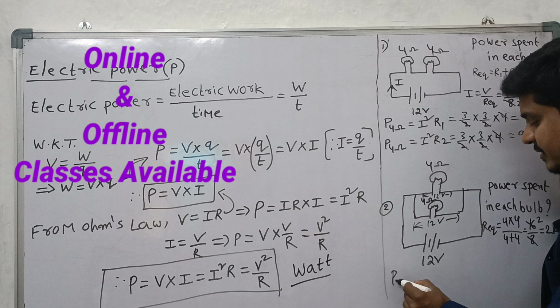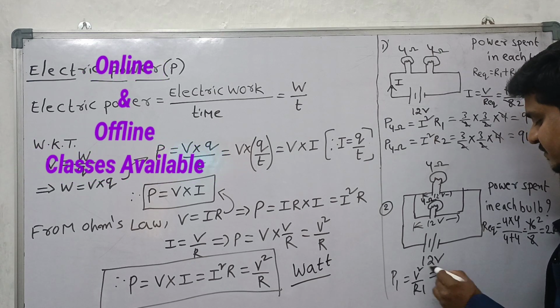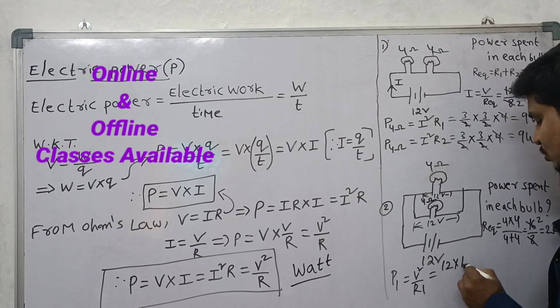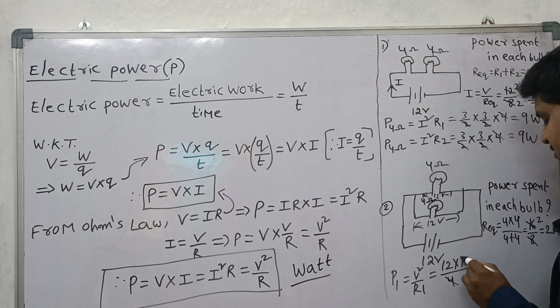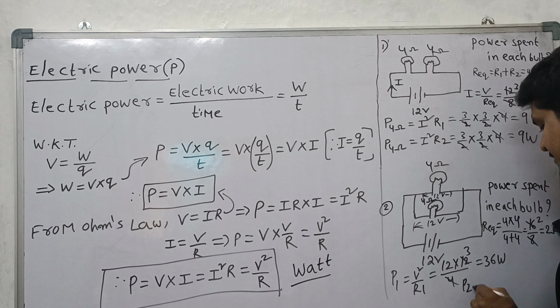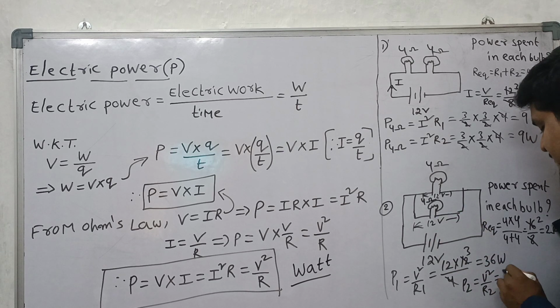To find the power rating, P1 is V square by R1. So V square is 12 into 12 by R1 resistor 4. 4 threes are 12, 12 threes are 36 watt. P2 will be V square by R2. Why did we take V square here? Because in the parallel combination voltage is constant. That's why 12 into 12 by, here also, resistance 4. 4 threes are 12, 36 watt.